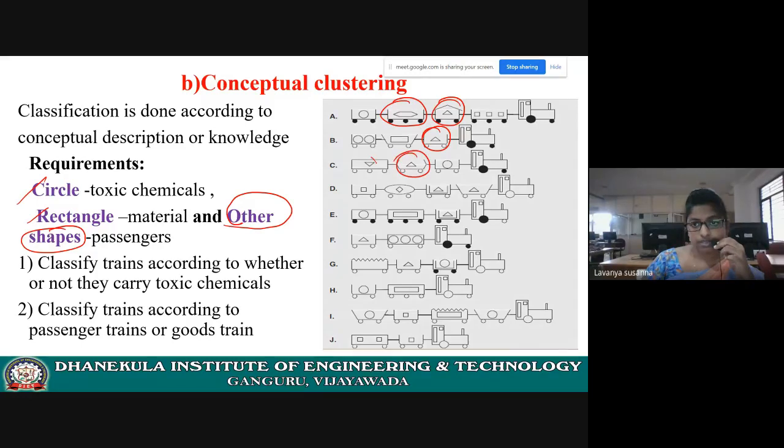This one, and this one. Okay. And then this one, these other shapes. This one. Okay, all these are carrying passengers. You need to group A, B, C, D, G, I into one category. I hope you understood. According to some concept here, you are grouping the classes. This is a simple example.